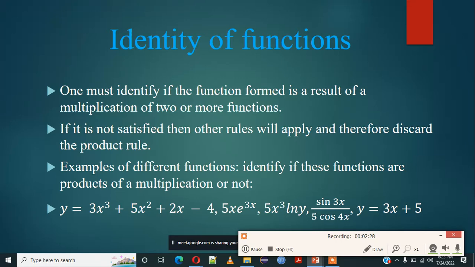Therefore, let's continue. 5x cubed times e to the power 3x, that is a function that is a product of a multiplication. Then we have 5x cubed ln x, that is also a product of functions. Then we have sine 3x over 5 cos 4x, for that one the product rule will not be appropriate. Then we have y is equal to 3x plus 5. For that one also, the product rule will not be appropriate.